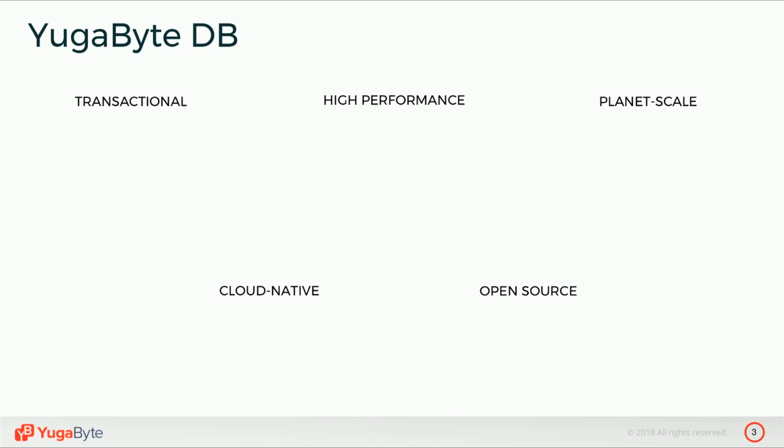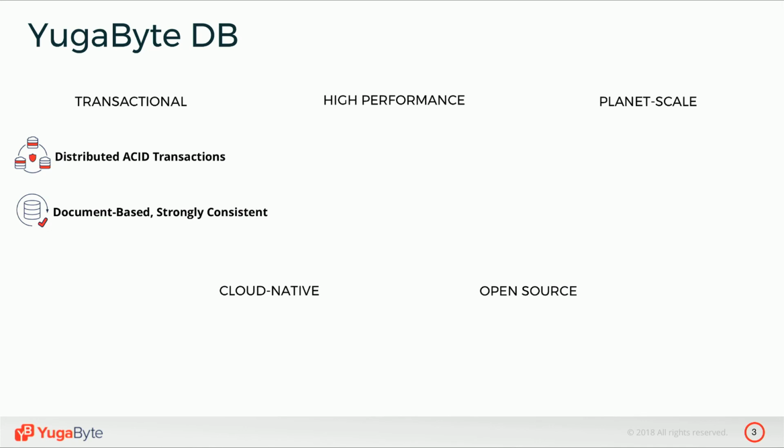The example application we chose is naturally the Yugabyte database. So before we go into the StatefulSets, here's a quick overview of what Yugabyte was built for. At the core, Yugabyte is a transactional database. It has a document storage at its core. It provides distributed ACID transactions, and it provides strongly consistent replication using Raft.